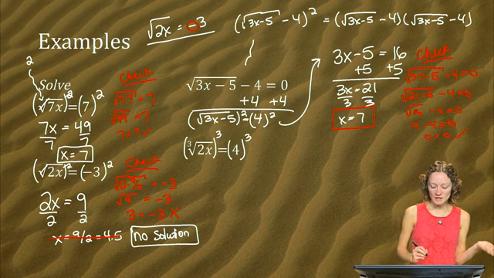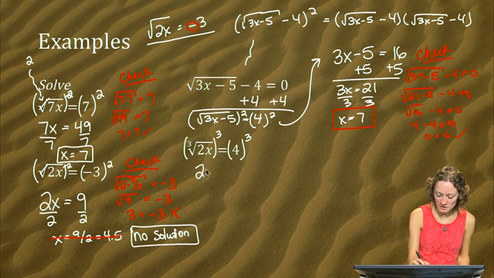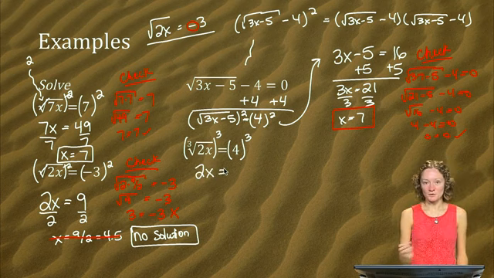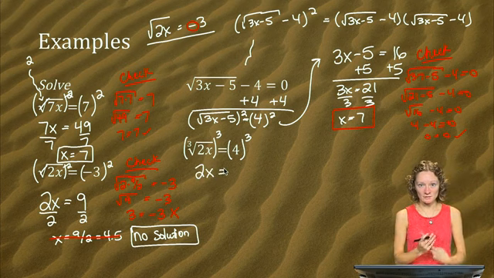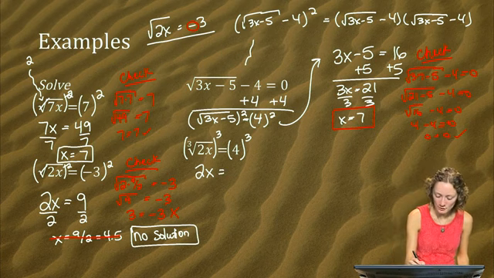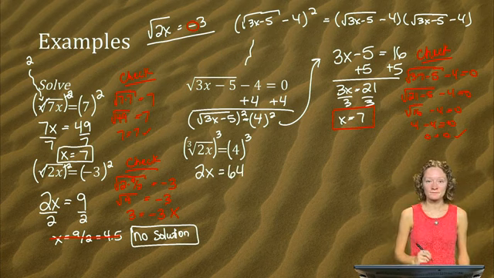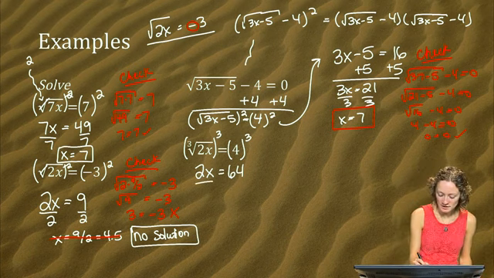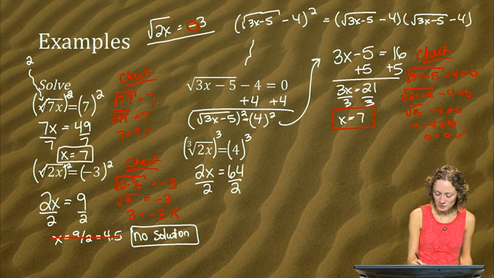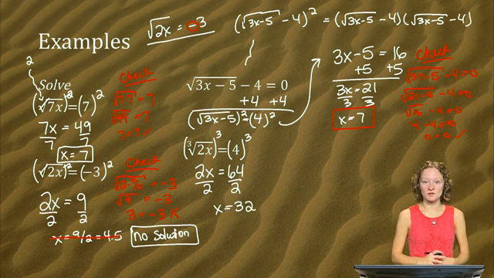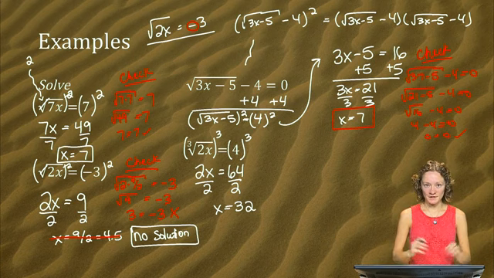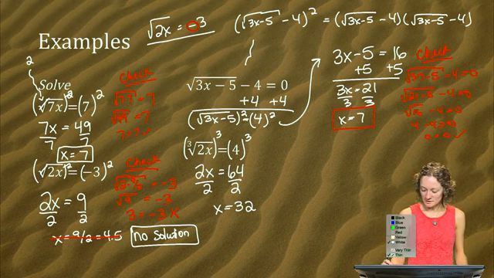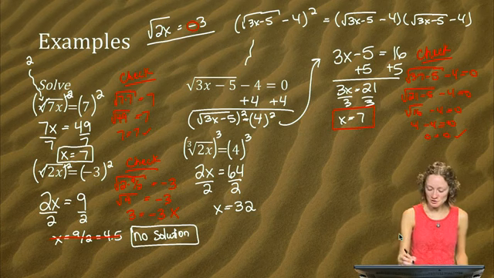On the left, cube root and the third power undo each other. On the right, 4 to the third power, 4 times 4 is 16, times another 4 is 64. Then, if there's a radical remaining, start over. If not, continue solving. We'll divide both sides by 2, and we get x is equal to 32. That's our proposed solution. So again, the very last thing we do is check.